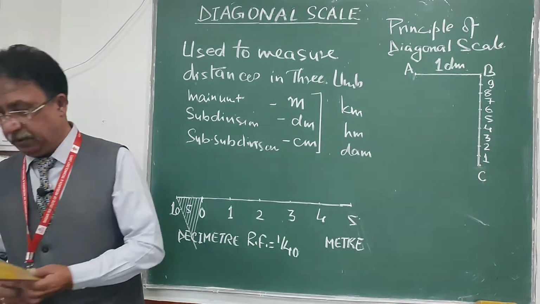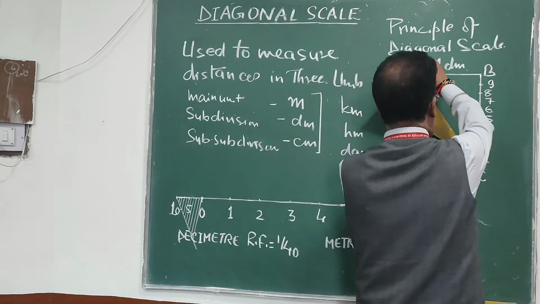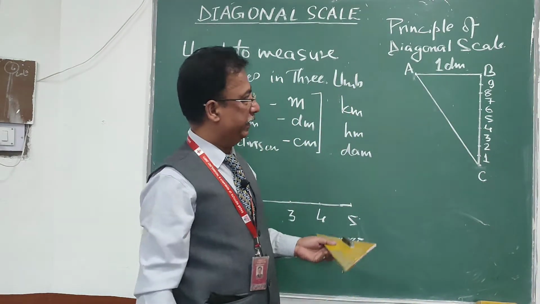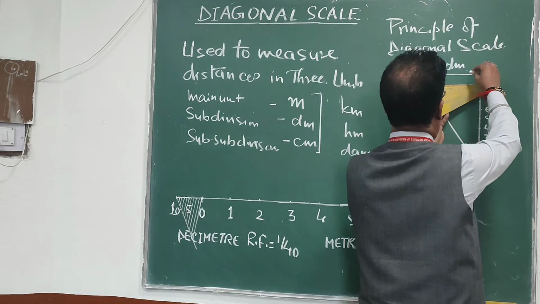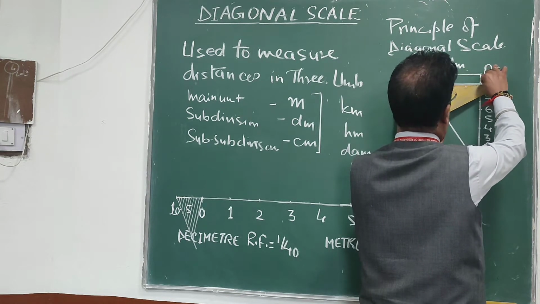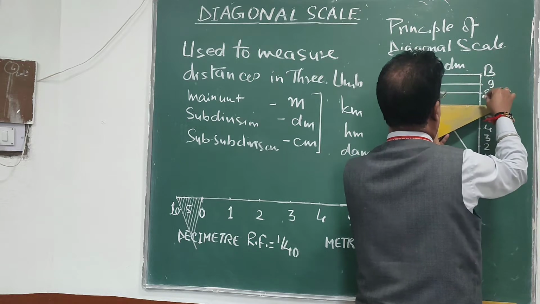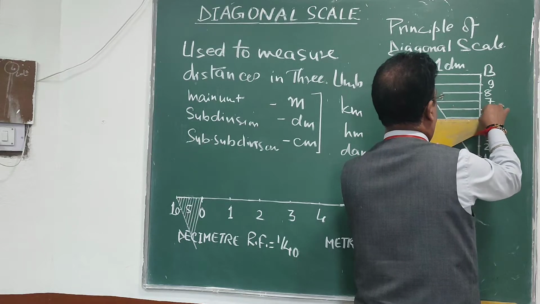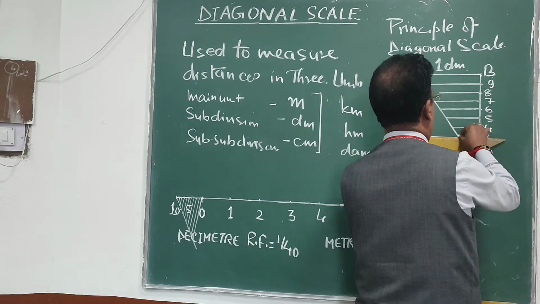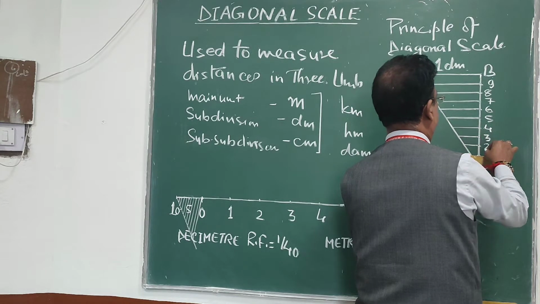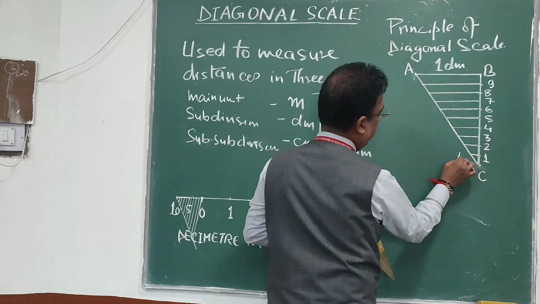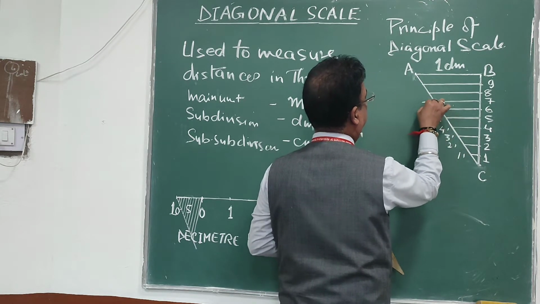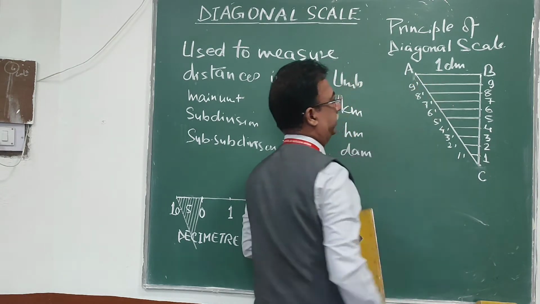After that, I am going to join this point A with C like this. So we got this triangle ABC, a right angle triangle. After that, from all these points on the vertical line, 9, 8, 7, I am going to draw lines parallel to the AB line. So I am drawing lines parallel to AB from all these points 1, 2, 3, 4, 5, 6, 7 like this, and name these points as 1 dash, 2 dash, 3 dash, 4 dash, 5 dash, 6 dash, 7 dash, 8 dash and 9 dash.